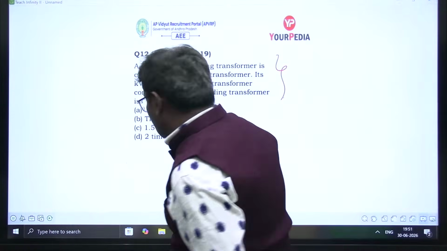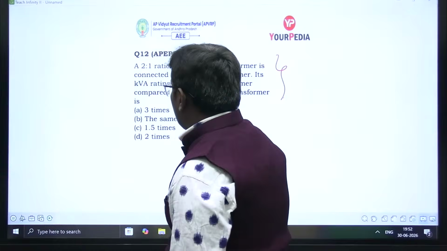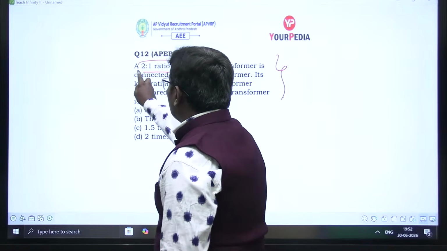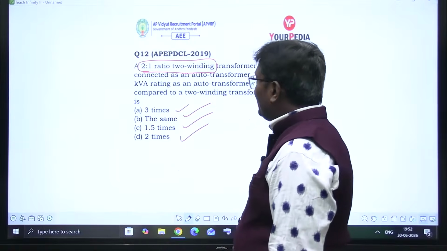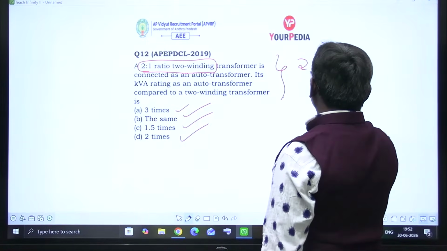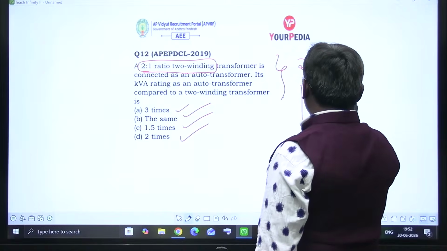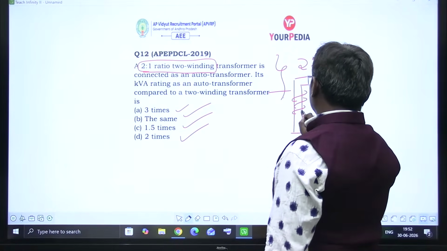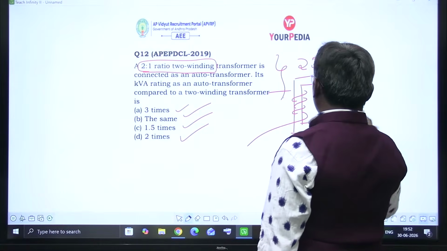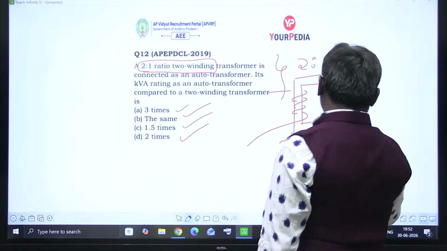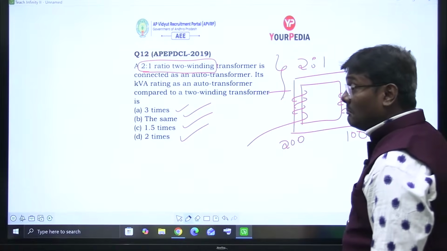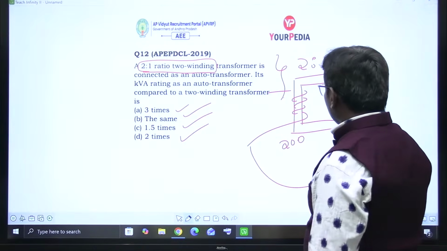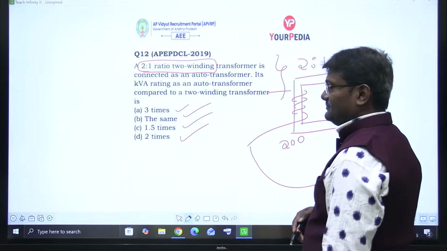Yes, D, A. Okay. See, this is a two-winding transformer. Two-winding transformer ratio is 2:1. So let us say this is 200 and this is 100. But now it is connected as an auto transformer. Okay.